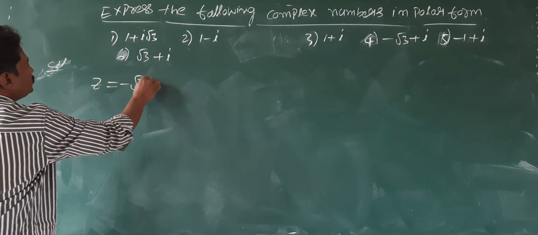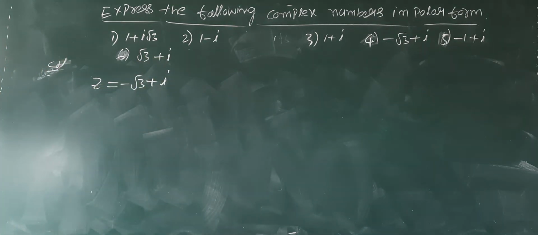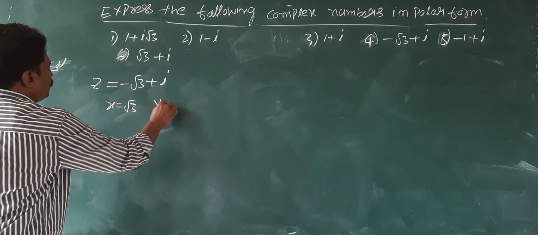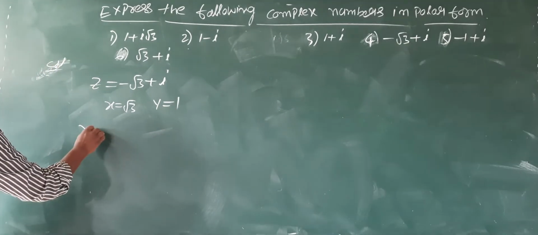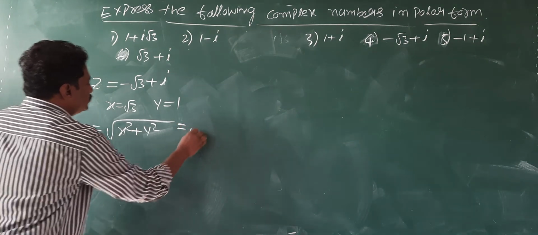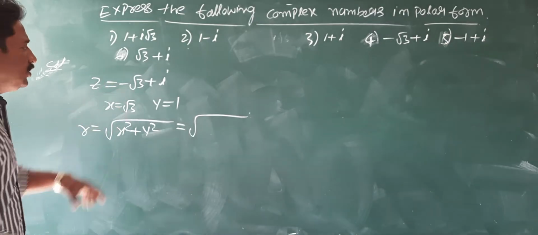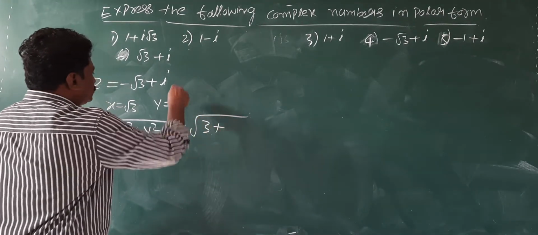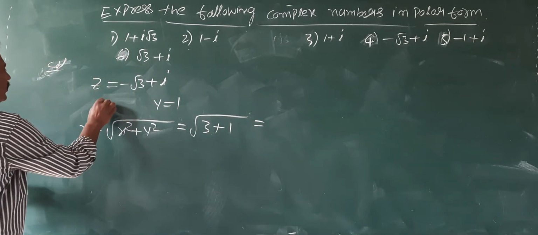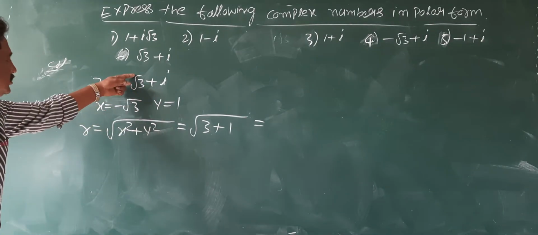Z equals minus root 3 plus i. So tell me x value. x equals minus root 3, y equals 1. Calculate r. r equals root of x square plus y square. So root of x square, x means minus root 3.